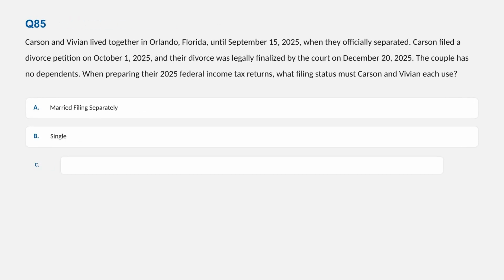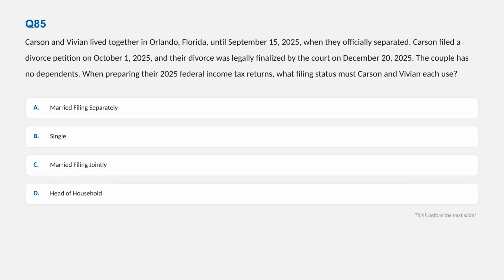Question 85. Carson and Vivian lived together in Orlando, Florida until September 15th, 2025, when they officially separated. Carson filed a divorce petition on October 1st, 2025, and their divorce was legally finalized by the court on December 20th, 2025. The couple has no dependents. When preparing their 2025 federal income tax returns, what filing status must Carson and Vivian each use? A. Married filing separately. B. Single. C. Married filing jointly. D. Head of household.